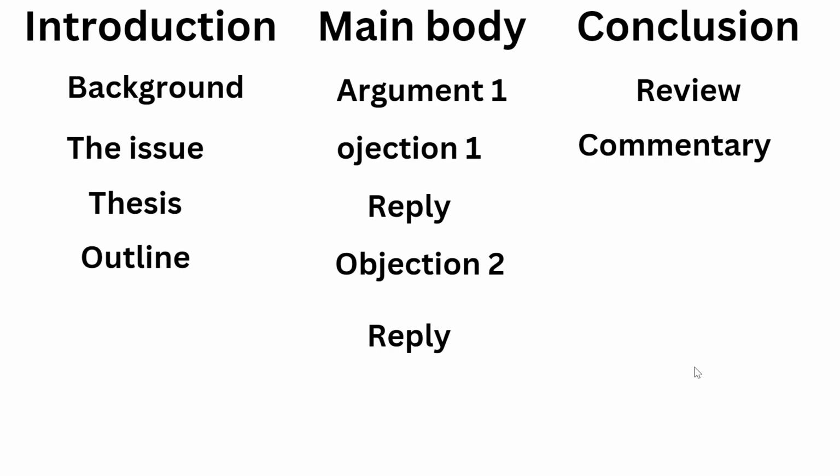In your main body, you have argument 1, which is, like I said, the issue or thesis. Alright, and then objection, which is, let's say you're on why they shouldn't have phones. Objection 1, you put their objection on why they shouldn't, and then you reply to that, and then you give maybe another one, and then you reply to that. You could do this as many times as you want. Alright, it depends on the teacher or your professor or your journal editor.